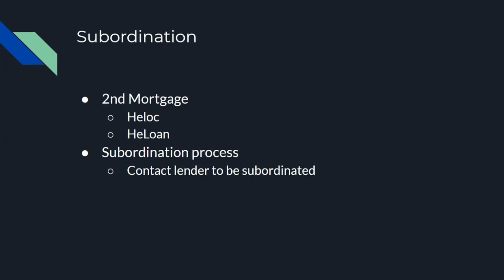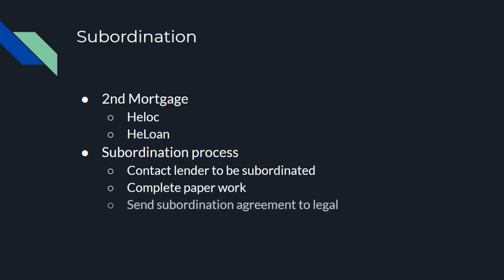Once that's completed, they complete the paperwork and send you the subordination agreement, which is a legal document. Most companies will have the processor send that subordination agreement to their legal department to review it to make sure that it's okay with the primary lender. And then at that point, your file would be sent to underwriting, and underwriting would review the subordination agreement, and we would be good to go.